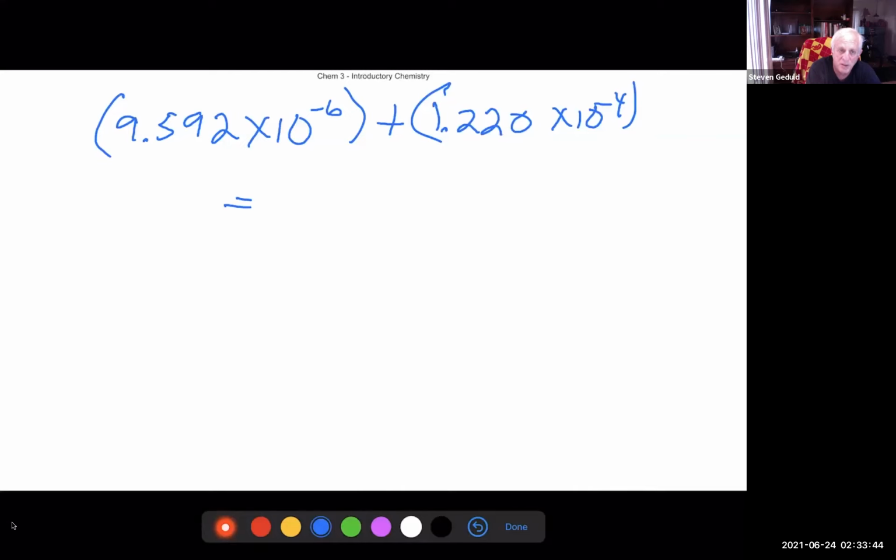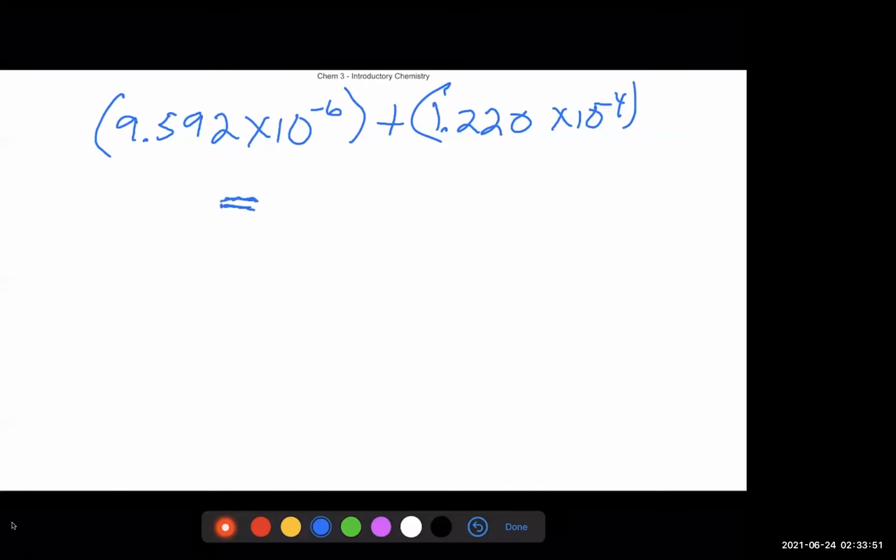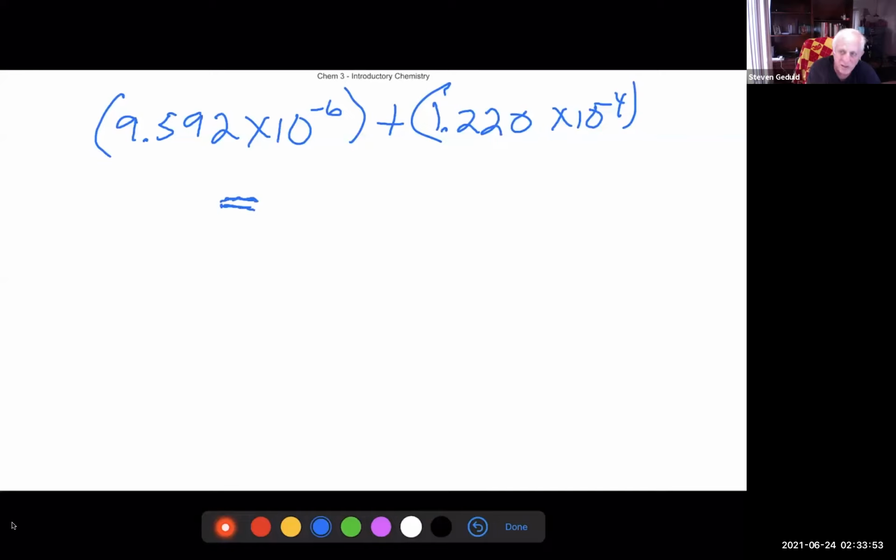Does your calculator have an EE button? Let me check. Let me go grab it real quick. Okay, yeah, an EE or a caret would be an exponent button. That's the easiest way to do these. Or you can just write them out.